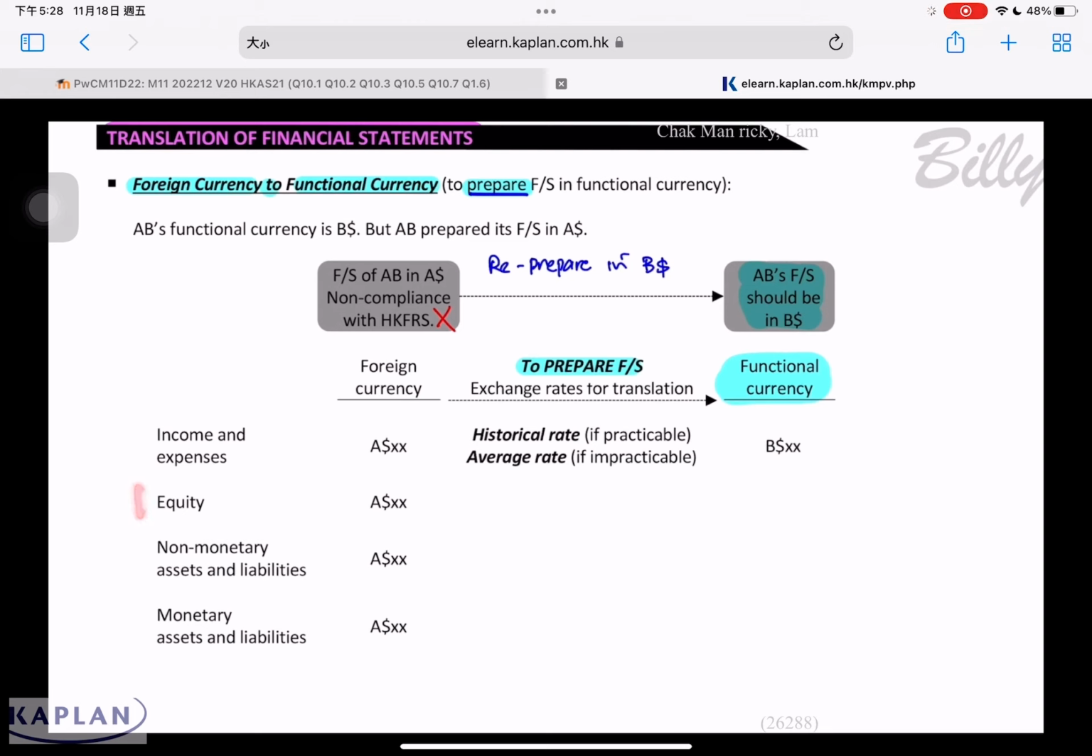Equity examples are issue of shares and payment of dividends. Normally there are not many transactions in a year. For equity, if there's an issue of shares or payment of dividends, the question will tell you the date. For equity, normally you can use the historical rate.